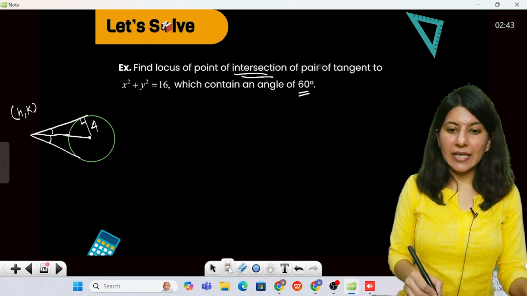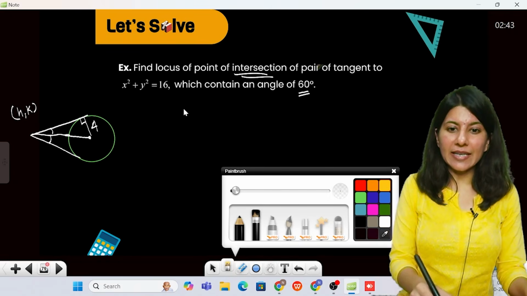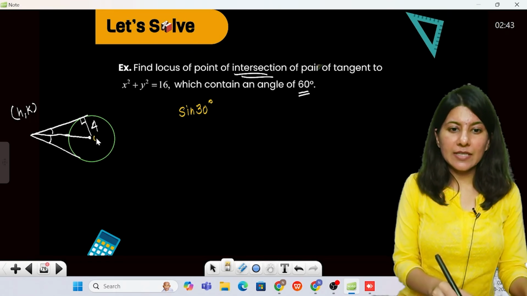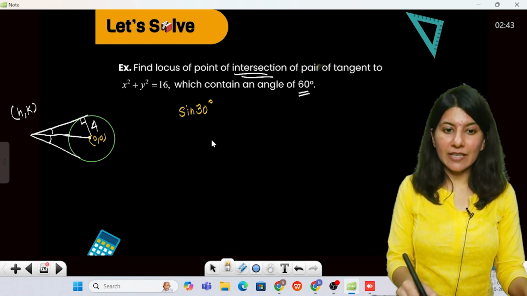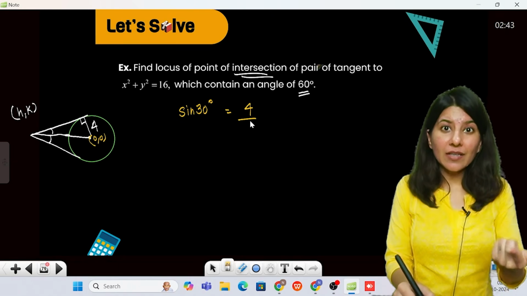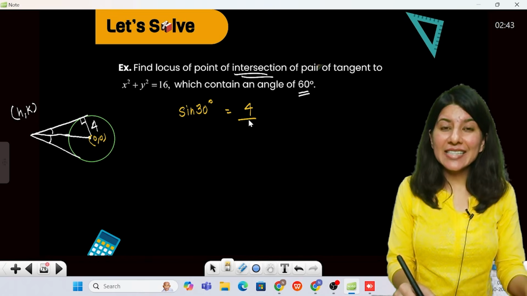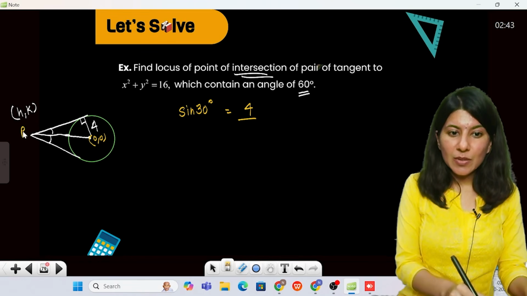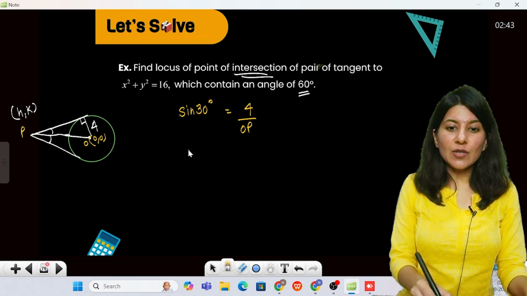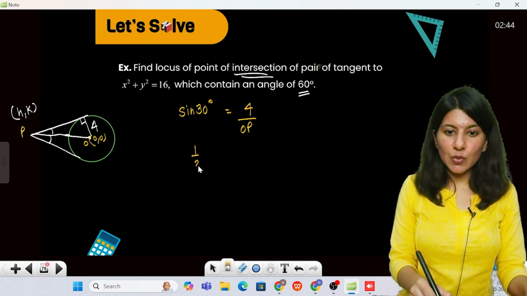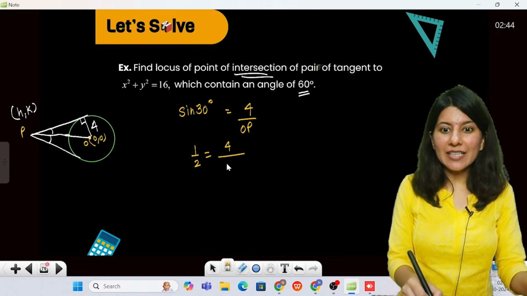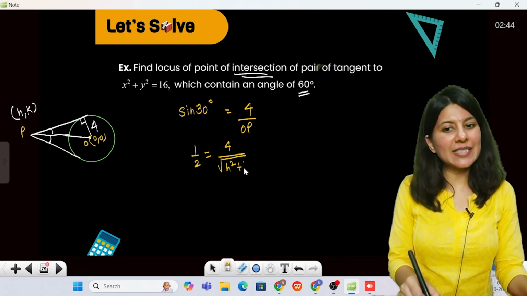Now h, k. In this, I'm going to apply sine 30 degree. Sine 30 degree will be perpendicular 4 upon hypotenuse. In this case, what is the hypotenuse? The distance between point P and the center. So 4 upon OP. Now sine 30 degree is 1 by 2, so 1 by 2 is 4 upon OP, the distance between 0, 0 and h, k, which is square root h square plus k square.